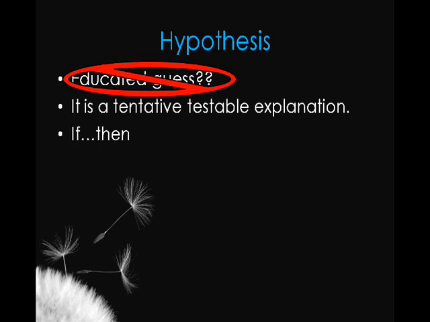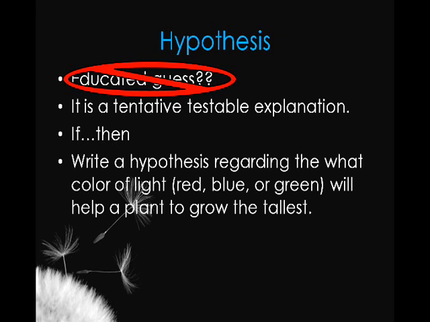We often write our hypotheses in the if-then format to make sure that we include all necessary information. So if I do this, then what will happen? What I want you to do right now is quickly jot down a hypothesis regarding what color of light would help a plant to grow the tallest. I'm giving you the choices of red, blue, or green. Do this now.